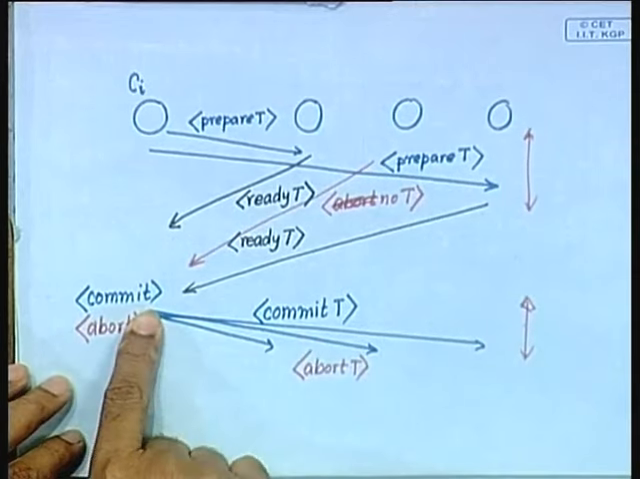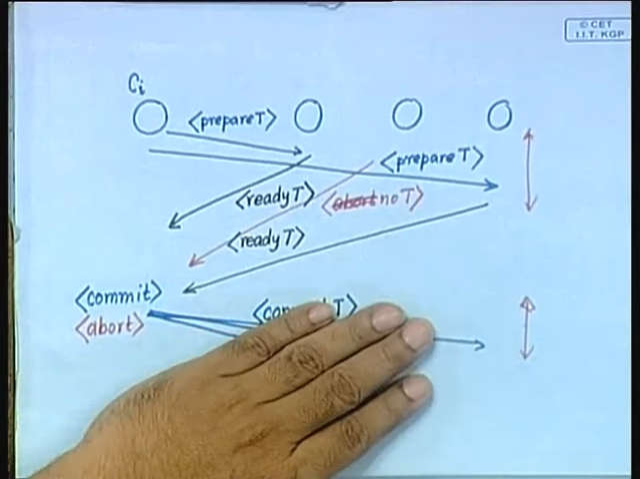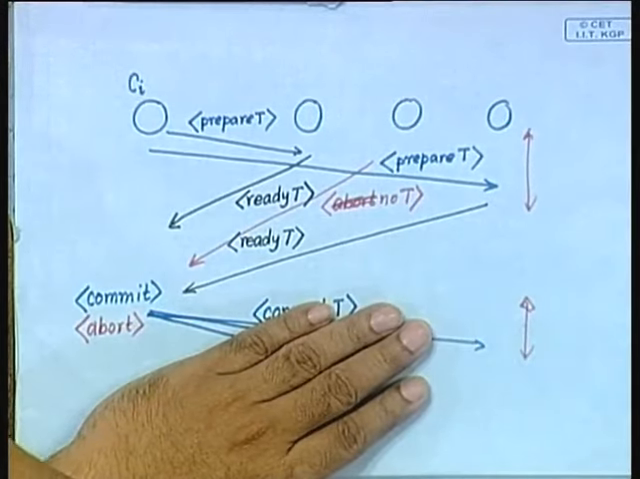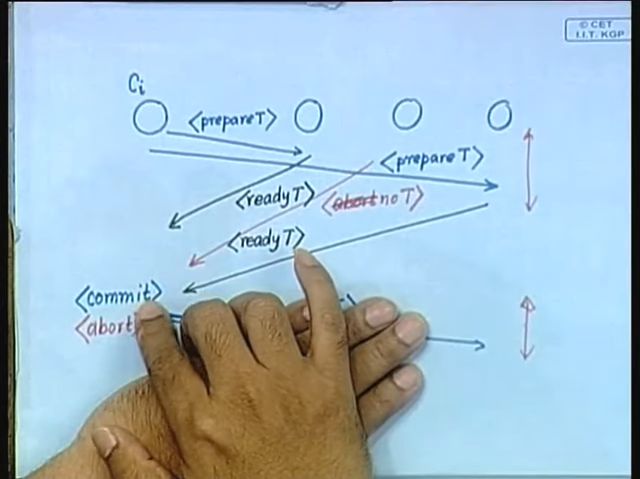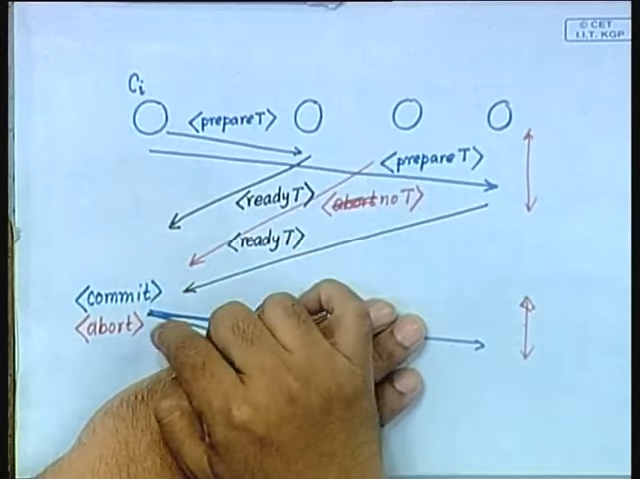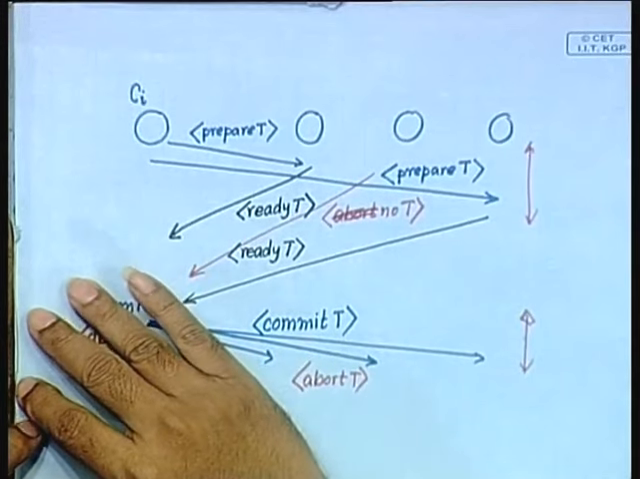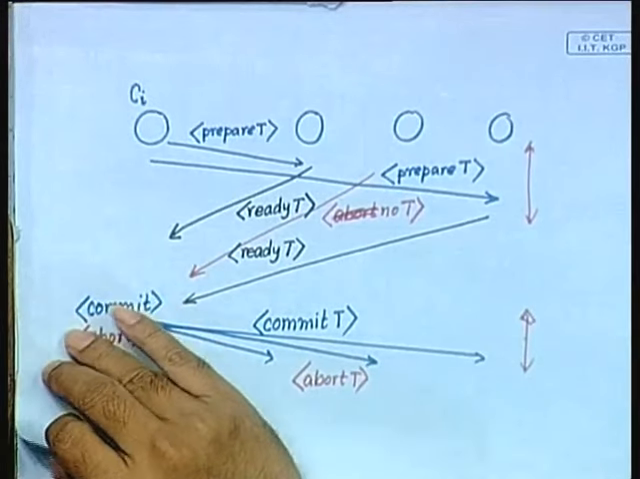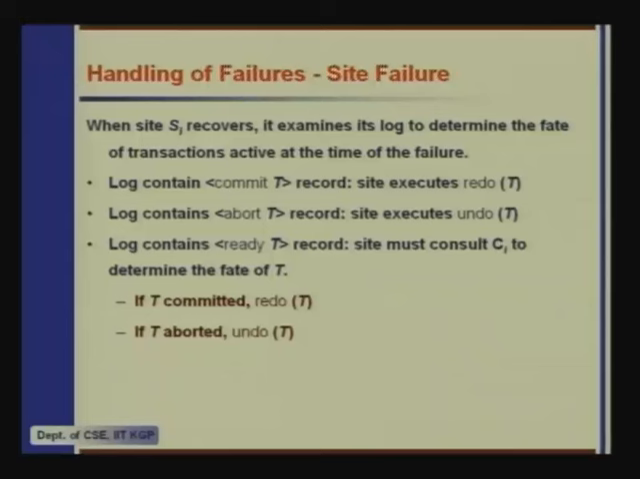Coordinator writes commit in its log. So that we will take up in the coordinator failure. We are looking at site failure here. If the coordinator fails at this point of time, when the coordinator recovers, it will have certain activities to do. That is what we will see when we look at coordinator failure. Now, is the site failure part all right?